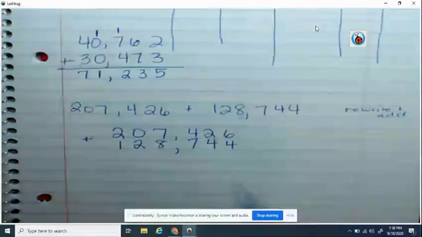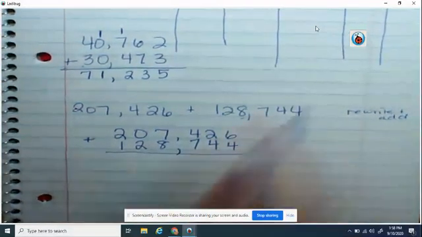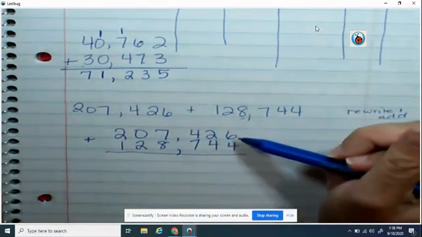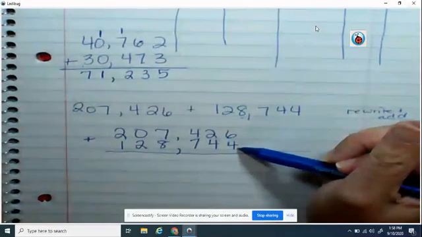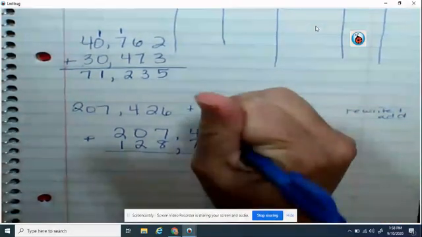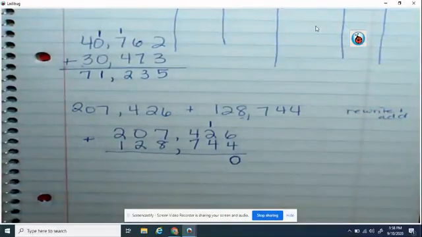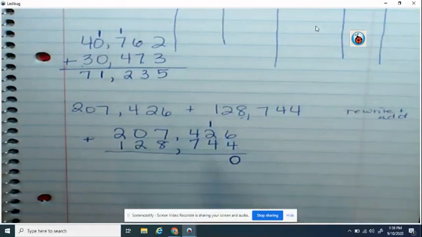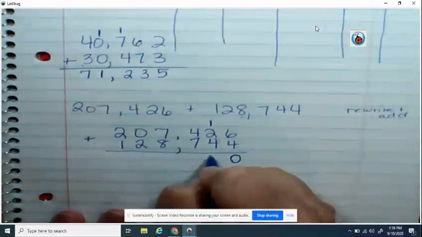Okay. Now, I'm going to add just like we did before, only this time I'm not going to draw it out with dots because you all are so smart. You can do this. 6 plus 4, that's 10. So I'm going to have to regroup. I'm going to have nothing left in my ones place, and I'm going to move 1 over to my tens place. 2 plus 4 is 6, and 1 more makes 7, and 7 is fine to stay in my tens place.